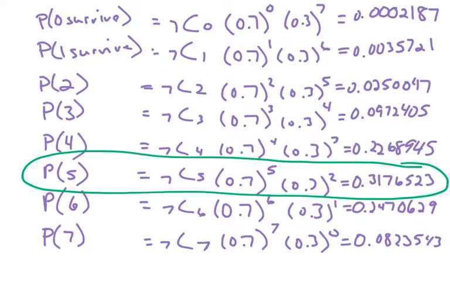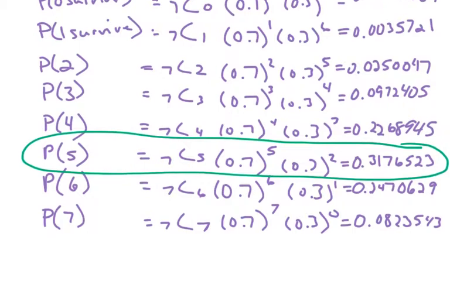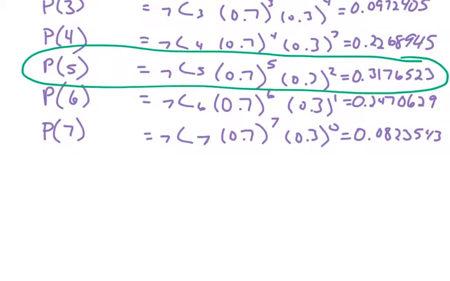Well, which one has the highest probability? In this case, it is 5. So the answer to the actual question, how many trees are most likely to survive, we could say 5 trees. That would be our answer there for question number 2.